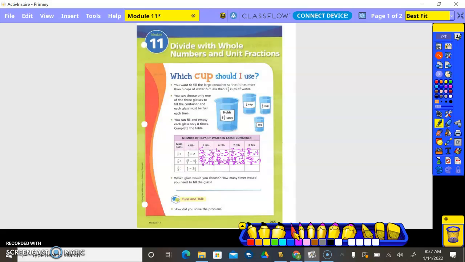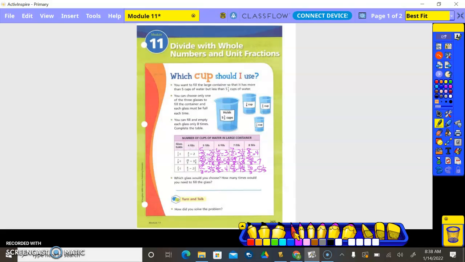So 5 times 2/3 is 10/3, which equals 3 1/3. 6 times 2/3 is 12/3, which equals 4. 7 times 2/3 is 14/3, which equals 4 2/3. 8 times 2/3 is 16/3, which equals 5. Okay, so which glass would you choose?